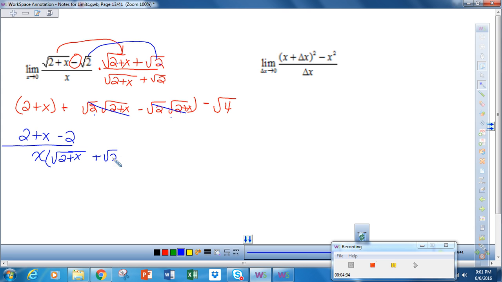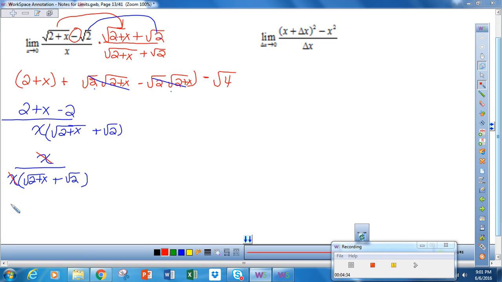Simplifying the numerator, 2 minus 2 zeroes out, and I'm left with x over x times the square root of 2 plus x, plus radical 2. Now, notice, what can I do with these x's? They cancel each other out. And up until this point, I've been a bad math teacher because I really should write this as the limit, because I haven't taken the limit yet, as x approaches 0. This simplifies, so I'm left with 1 over the square root of 2 plus x plus radical 2.